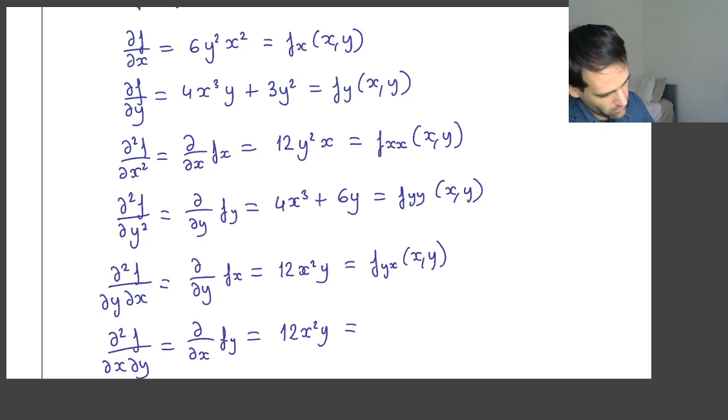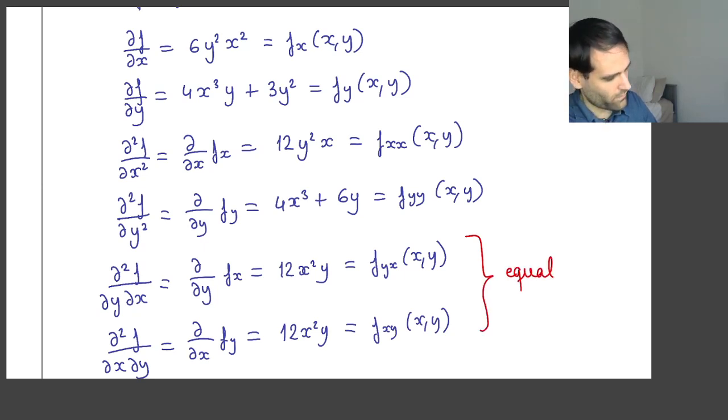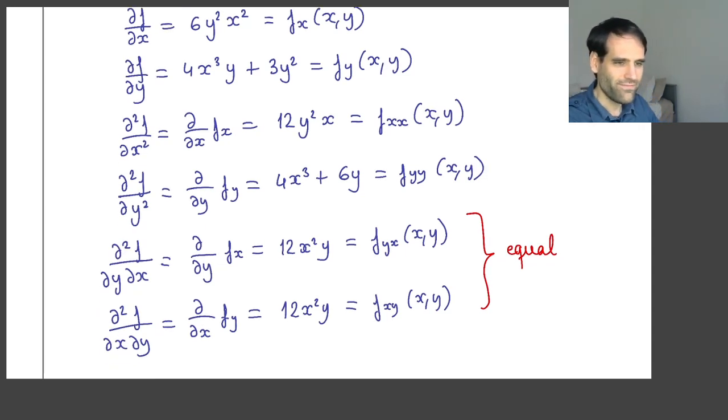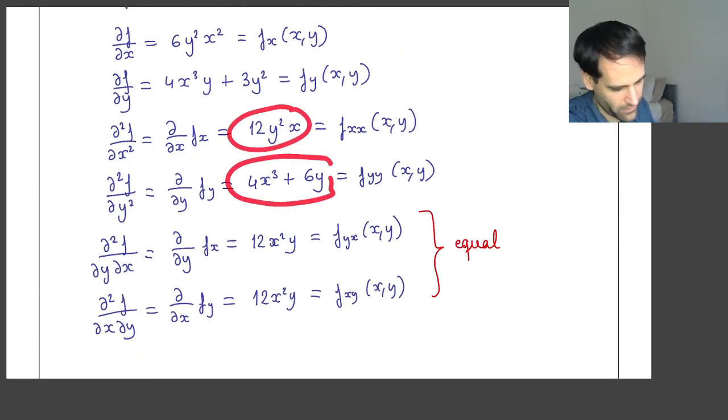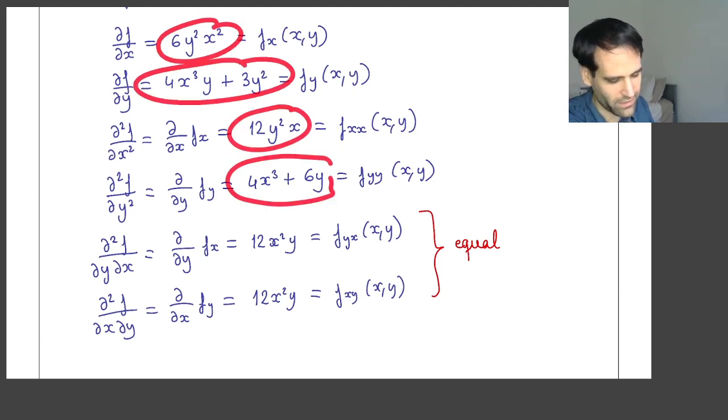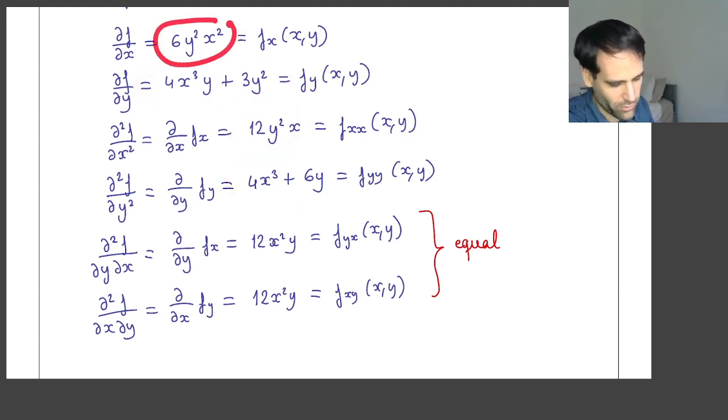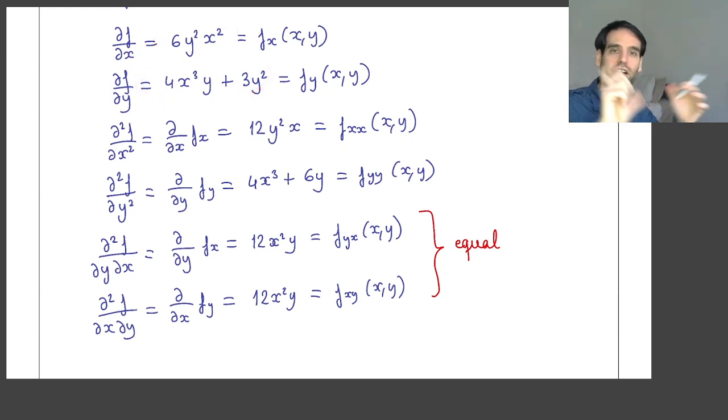So indeed this will be equal to f xy, which is a function of x y. And you can see that these two are equal. As I told you, f xy is equal to f yx. Okay? It's always a bit of a mystery to see how it happens, because you have very different first order partial derivatives here, and then when you do the partial derivative with respect to the other variables, they become equal.